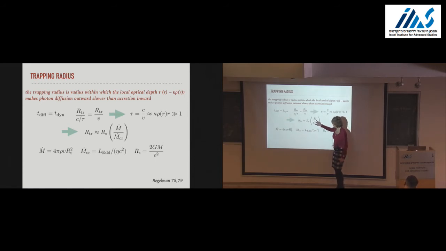And just to remind you, this is the accretion rate. So the flux of mass through an area 4 pi R_T squared. This is the critical accretion rate that we defined earlier, and this is the Schwarzschild radius. And this was, I believe, defined by Begelman for the first time in 78 and 79. And I'll come back to this article because it's the first that makes this argument. Okay.